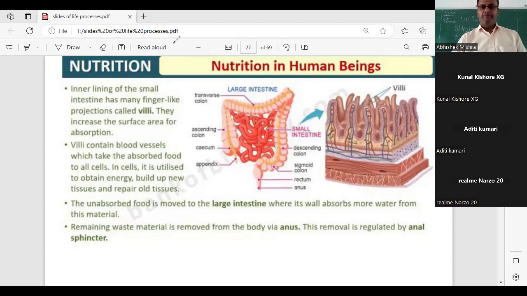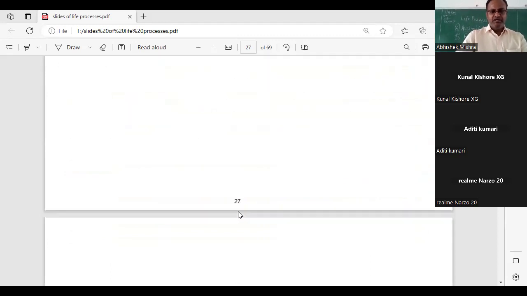Is it clear to all? And through which part will the undigested material come out? It is through the anus. Okay.